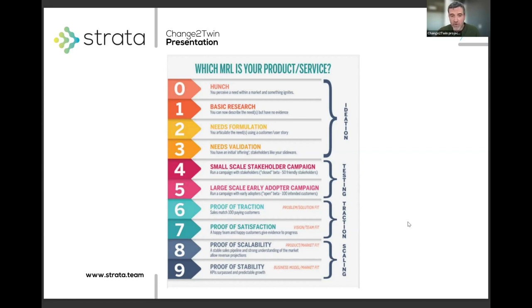And also for some programs, for instance, the EIC Accelerator that Josué has mentioned, this is super important. So there is basically no chance of success with that program if you don't have proof of traction, or some kind of proof of early customers' interest.